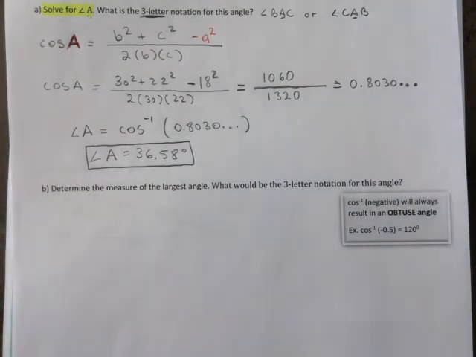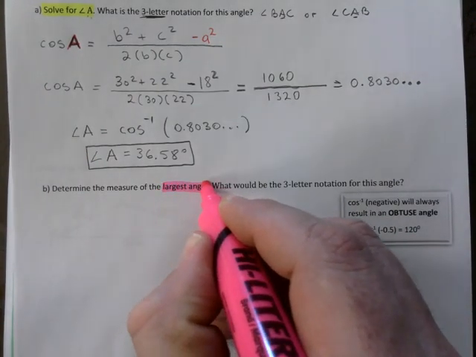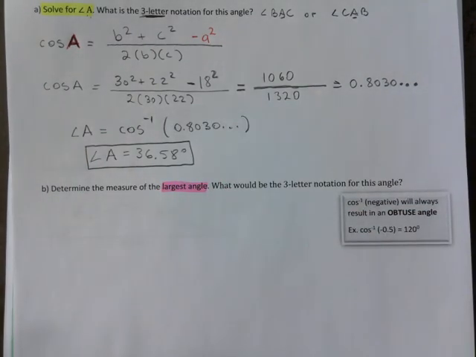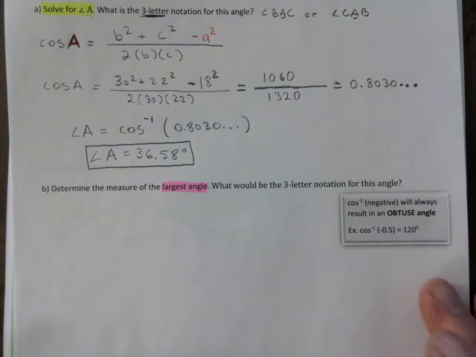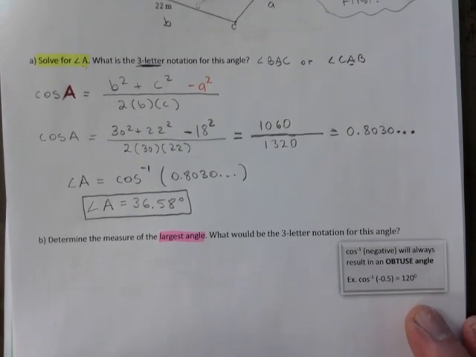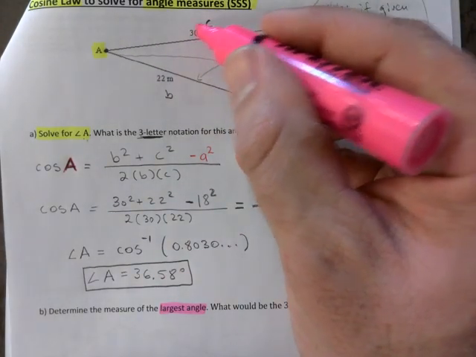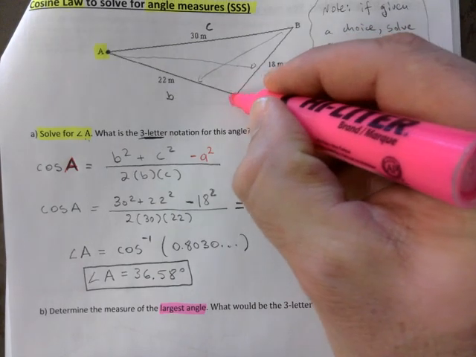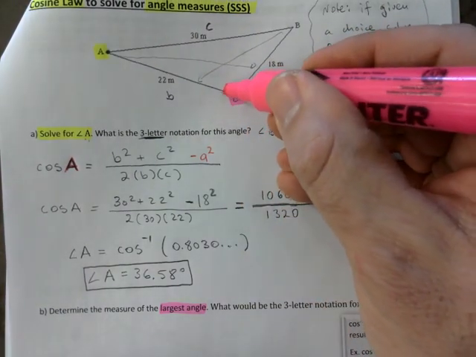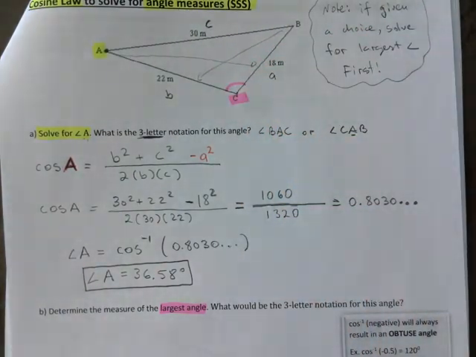I'm going to use a different highlighter here, largest angle. And what would be the three-letter notation for that angle? We'll deal with that once we identify the largest angle. So go up with me to the diagram. It's across the longest side. This is my largest angle right here. Okay, so it's indeed that angle there that we're after.